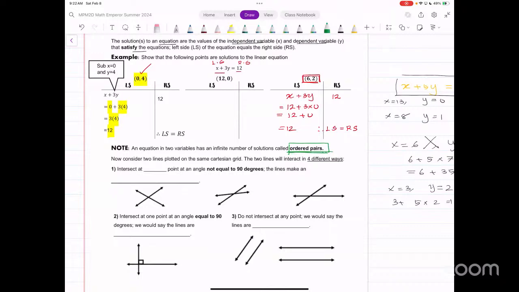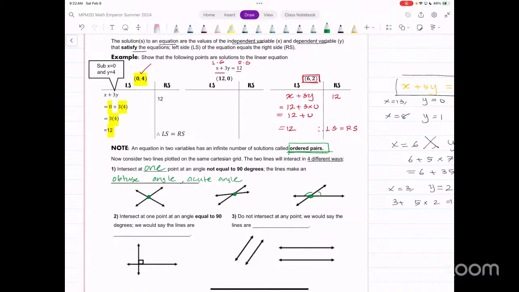Intersect at one point, at an angle not equal to 90 degrees. Then the lines make two angles. So you can see two possibilities. You can have an obtuse angle and an acute angle. So you're going to have an obtuse angle and an acute angle, right?